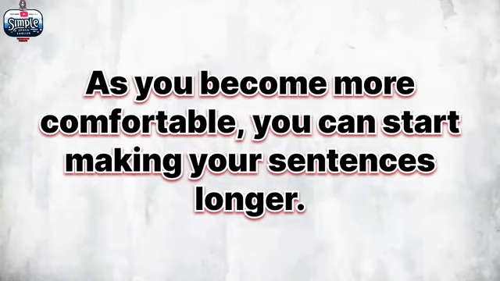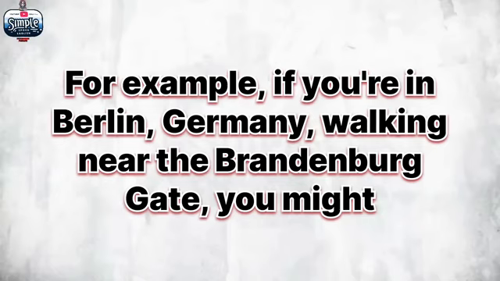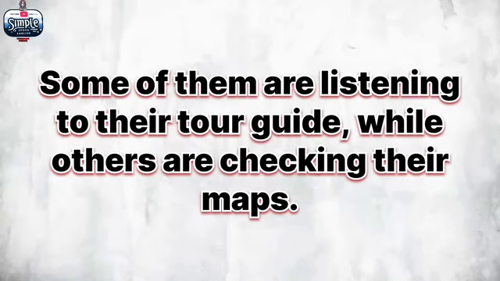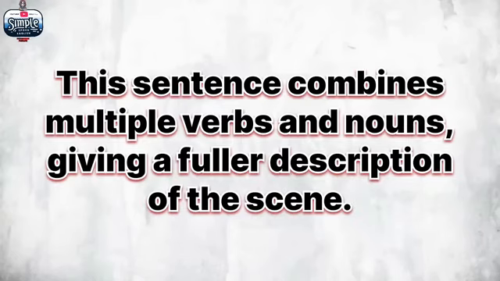As you become more comfortable, you can start making your sentences longer. For example, if you're in Berlin, Germany, walking near the Brandenburg Gate, you might say, "A group of tourists is taking pictures of the monument. Some of them are listening to their tour guide, while others are checking their maps." This sentence combines multiple verbs and nouns, giving a fuller description of the scene.